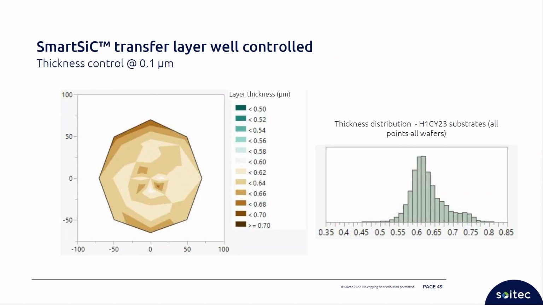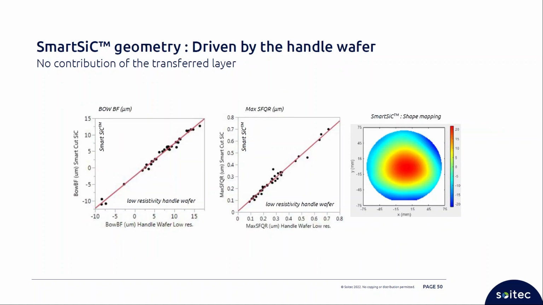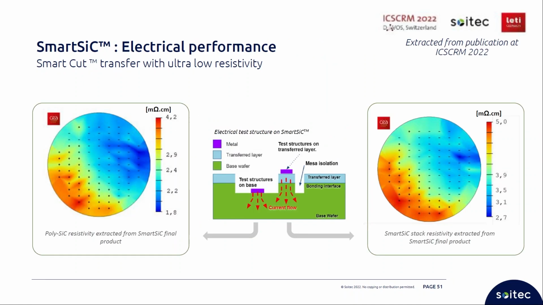The layer we transfer is 600 millimeters of mono-SiC with thickness controls on the wafer at 0.1 millimeters, with typical distribution related to the power electronics. The geometry is driven by the carrier wafers. This is something which is quite standard for the SmartCut process. The geometry of the SmartCut engineered wafer is driven by the carrier wafers, the poly-SiC. So we have no contribution of the transfer layers.